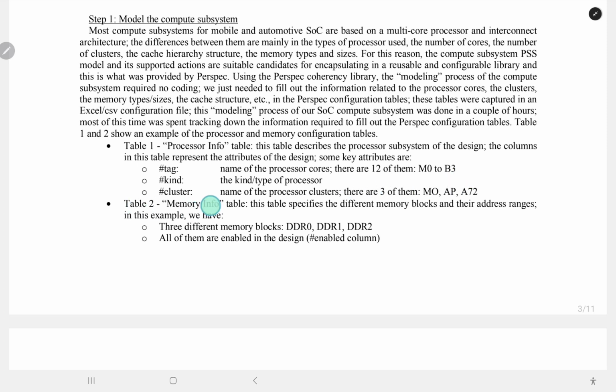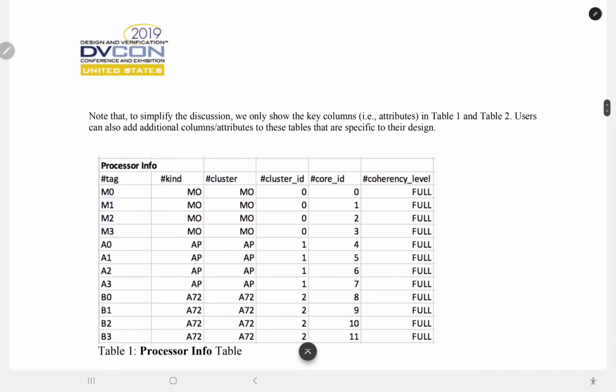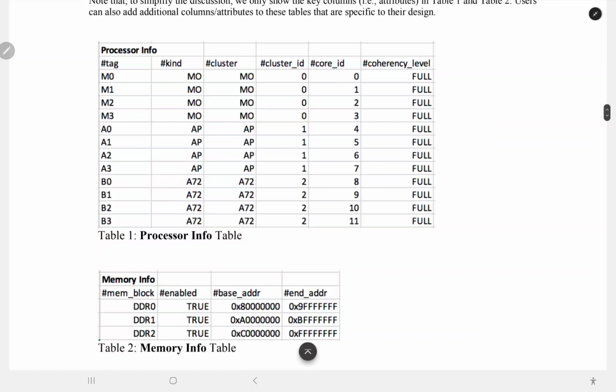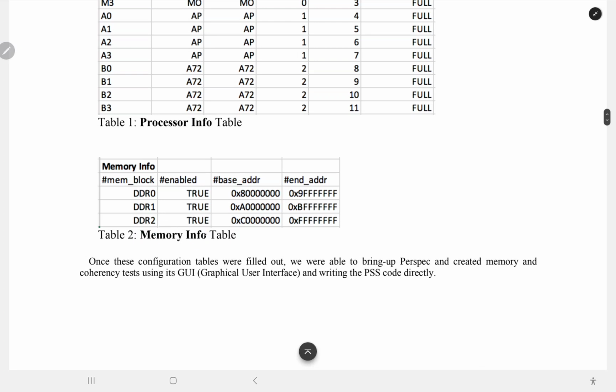Table 2, memory info table. This table specifies the different memory blocks and their address ranges. In this example, we have 3 different memory blocks, DDR0, DDR1, DDR2. All of them are enabled in the design, as shown in the enabled column. Note that for simplified discussion, we only show the key columns, that is, attributes, in tables 1 and 2. Users can add additional columns and attributes to these tables that are specific to their design.